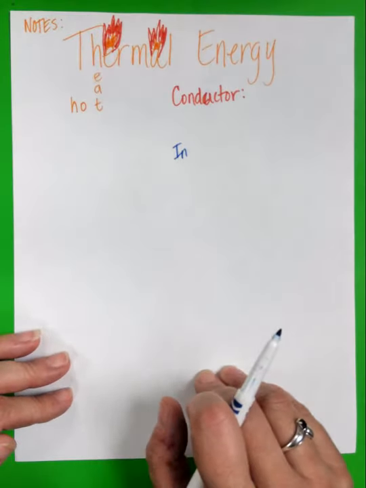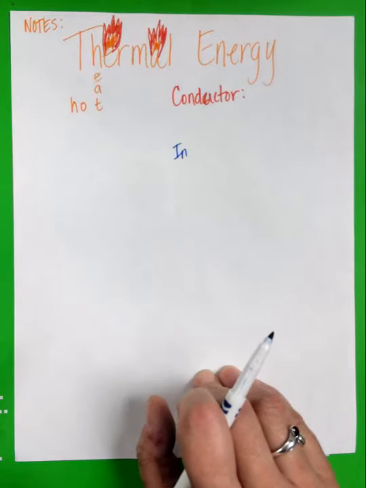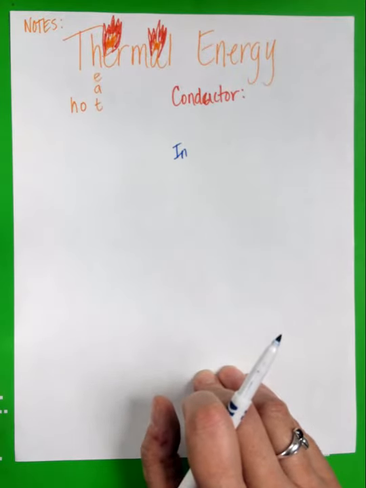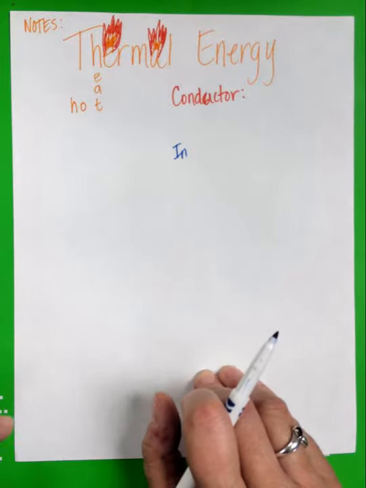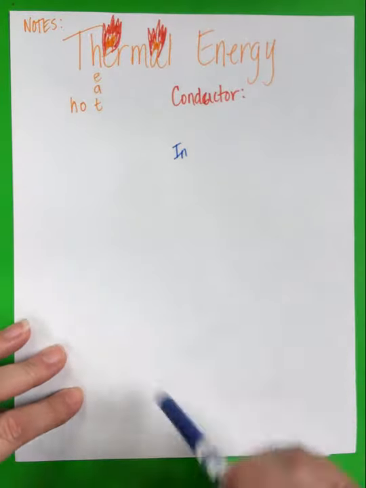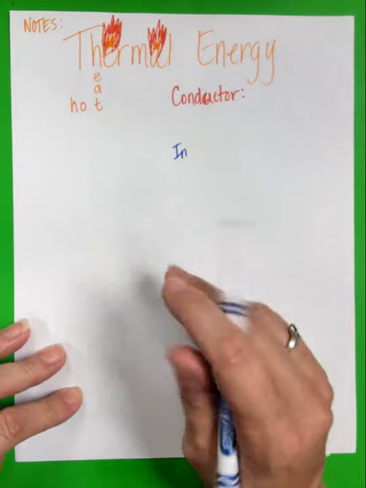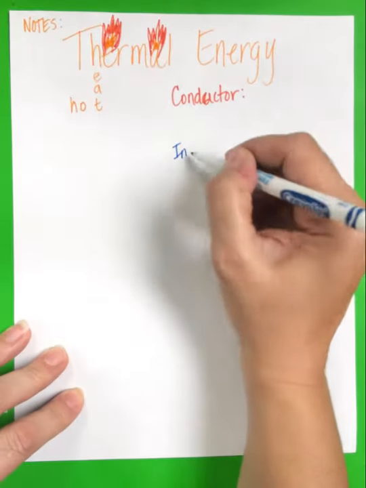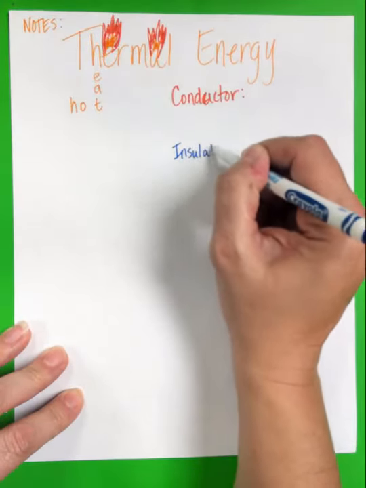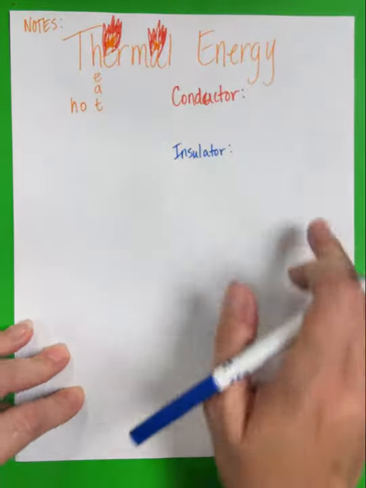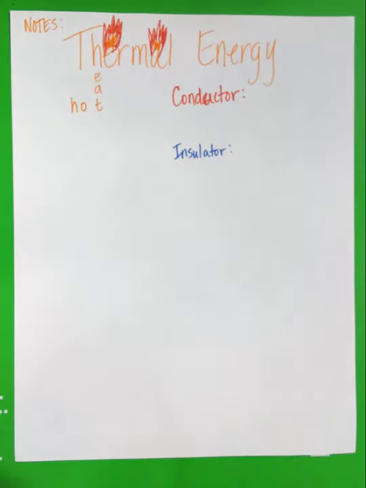Like a train conductor, yes. And what does a train conductor do? So he makes the train travel. And what did we say thermal energy did yesterday? It traveled. It moved from one place to another. So that other word is insulator, right? Make sure you leave a little bit of space because we're going to come back to this.